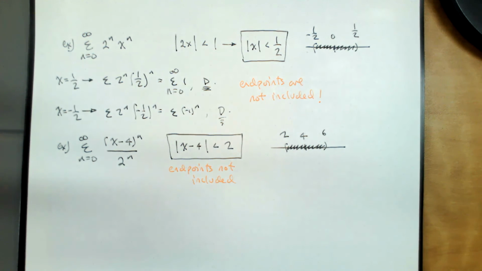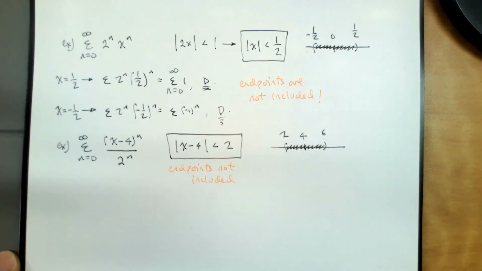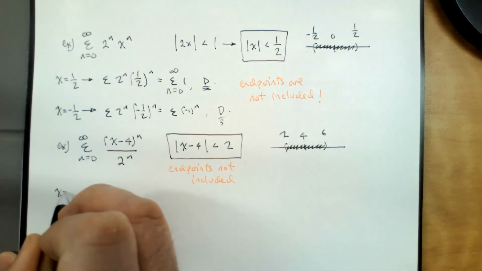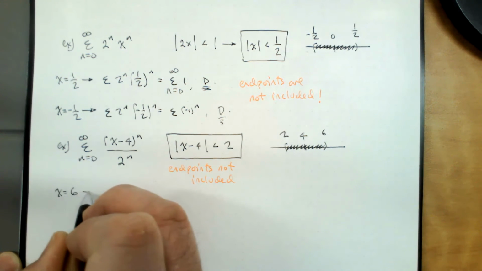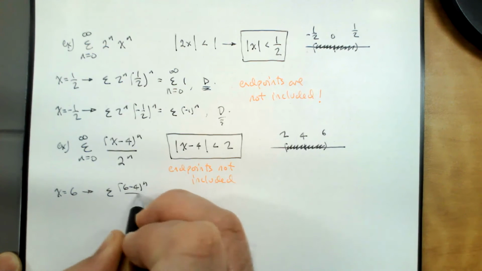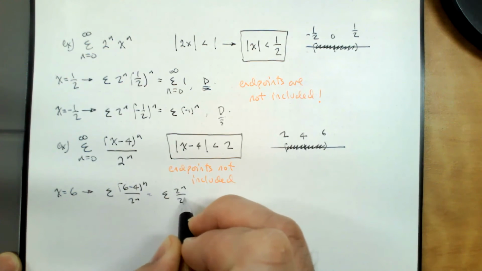We should check the endpoints. And what we're going to find is exactly what we found before. When all we have is exponential stuff, the ratio test is not going to be able to see what's going on at the endpoint. So let's see that happen. If x is equal to 6, then our series becomes 6 minus 4 to the n over 2 to the n, which is a 2 to the n over 2 to the n.